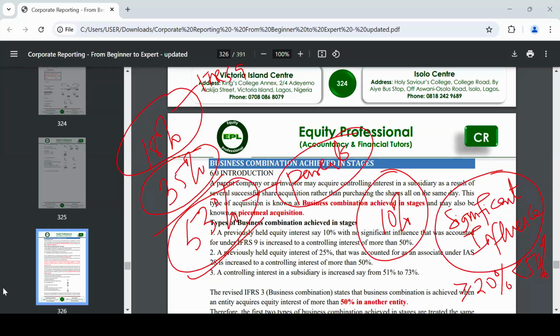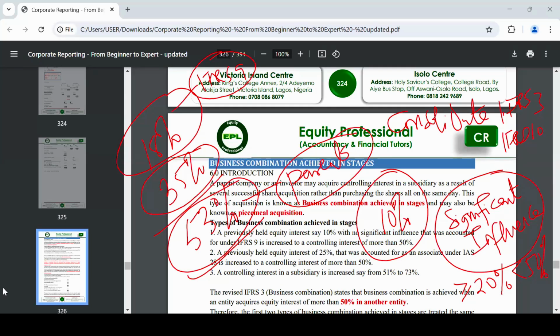And going forward from that day, they will no longer account for it using IFRS 9. They are now expected to consolidate using the rules of IFRS 10 and IFRS 3. When this is the case, what do we do? How do we go about it?